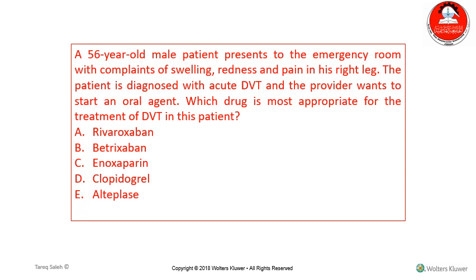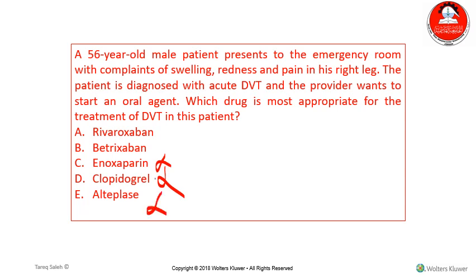Now, remember that clopidogrel, which is an antiplatelet, is not enough to be used for the treatment of deep venous thrombosis. That basically should be excluded from your answer. Enoxaparin is very effective for the treatment of deep venous thrombosis, but enoxaparin is a low molecular weight heparin and is not an oral anticoagulant. Alteplase is a fibrinolytic agent, which we haven't discussed so far, so that is also eliminated.